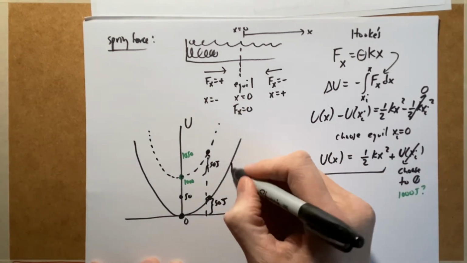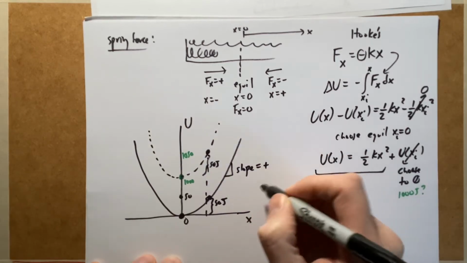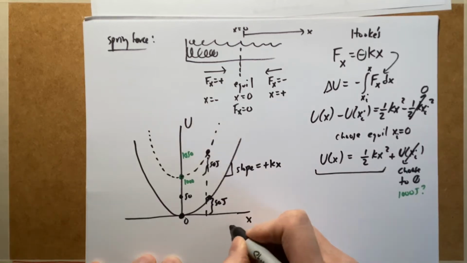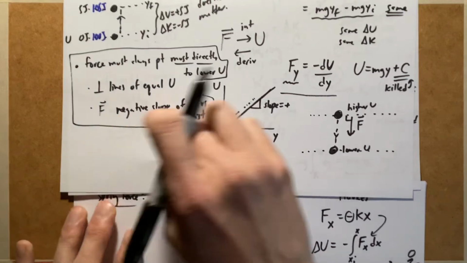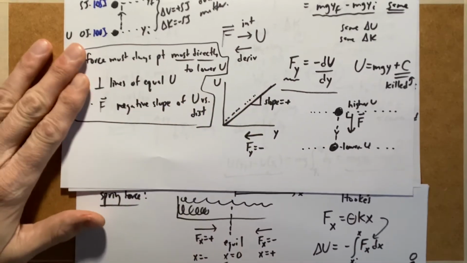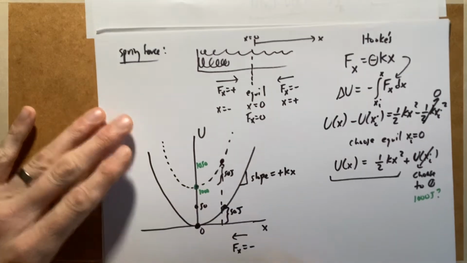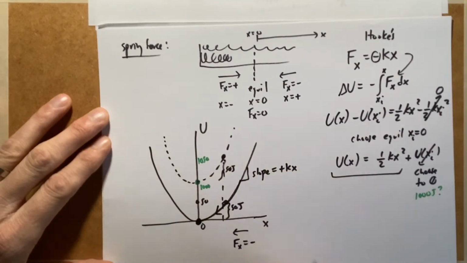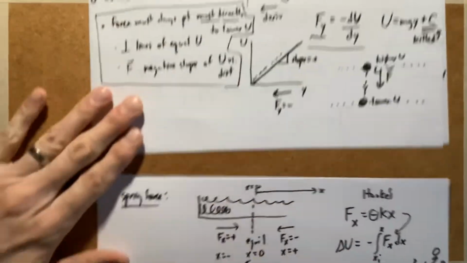So what do we get here? The slope is positive over here. In fact, it's positive kx, which means that the force, which is the negative of that, remember, the force is the negative slope of the U versus distance. So the force is negative, and where is it pointing? Lower potential energy. Remember, force always points towards lower potential energy.